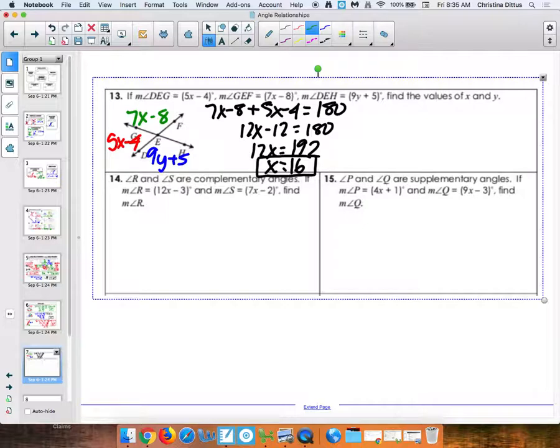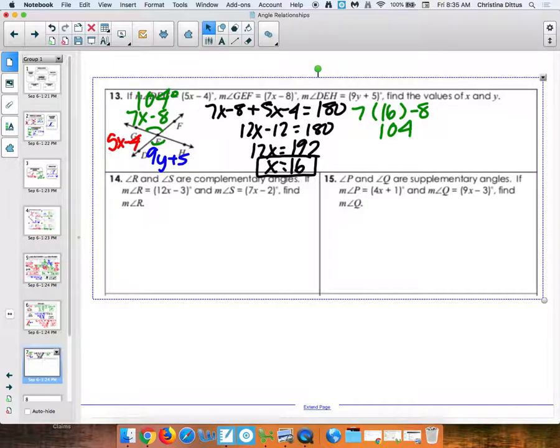They're vertical. Which ones? The green and blue or the red and blue? The green and blue. Or you could do another 180. I like equals. Let's plug it into the green because we said these are vertical, so they're going to be equal. So 7 times 16 minus 8 gives me how much? 104. So I know this angle is 104 degrees.